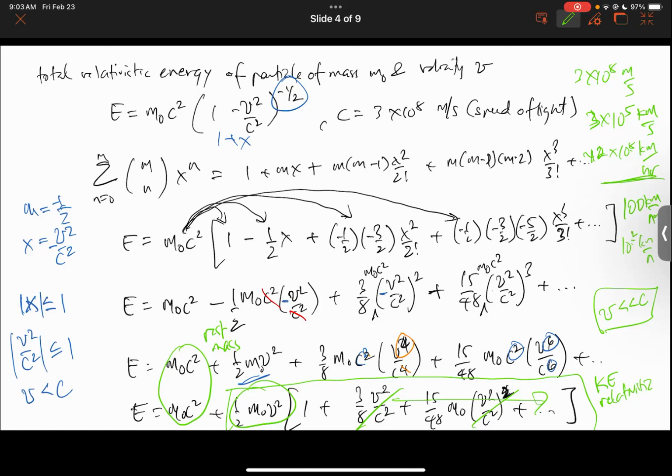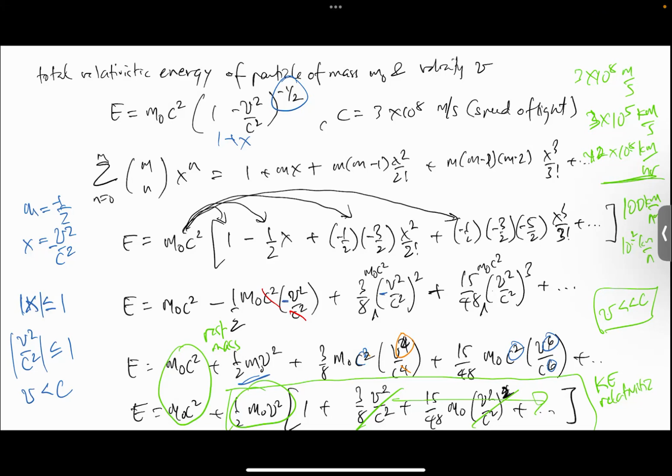So the theory of relativity actually reduces to Newtonian physics for speeds that are very, very much less than the speed of light, which is nice, right? Because we have a theory that encompasses the older theories. The new theory of relativity encompasses the older theory of Newtonian physics. Any questions?